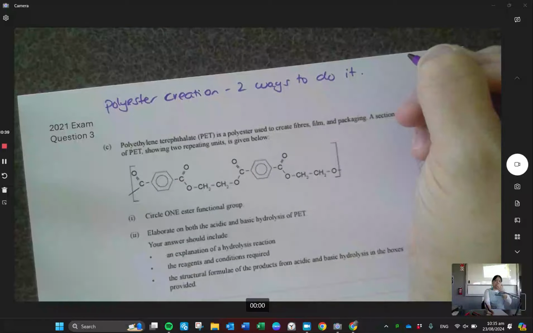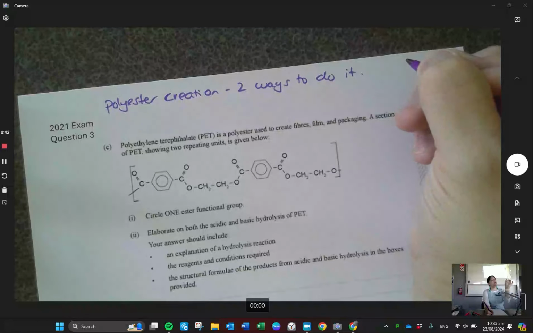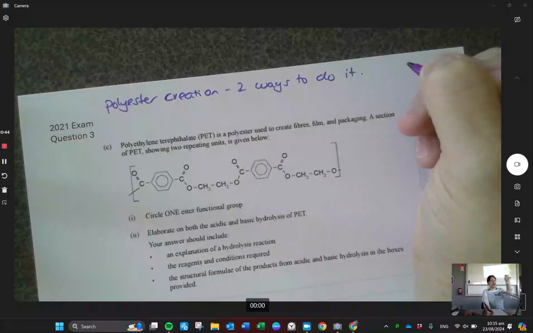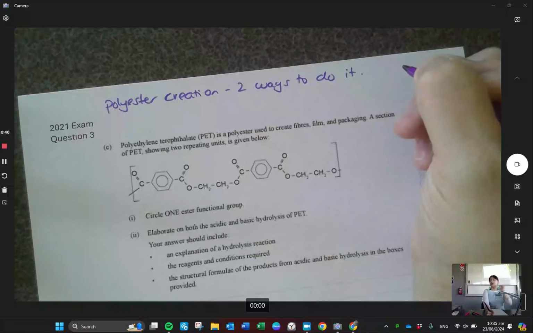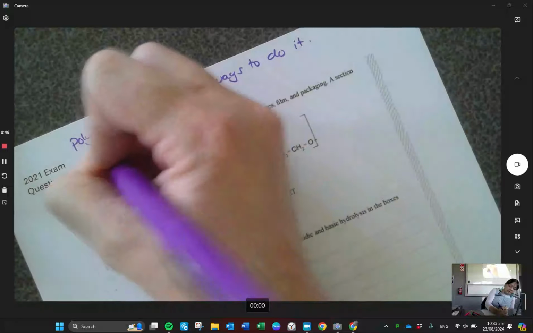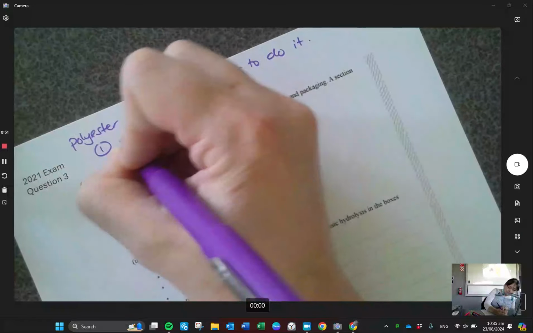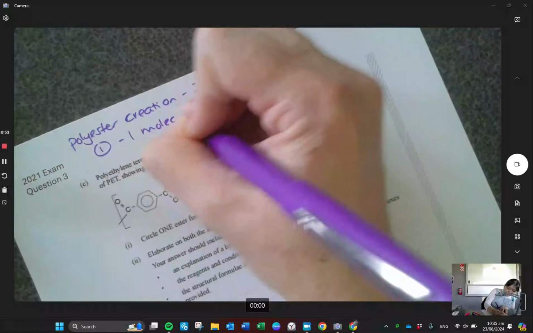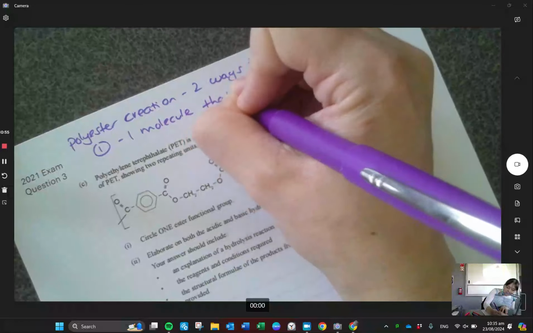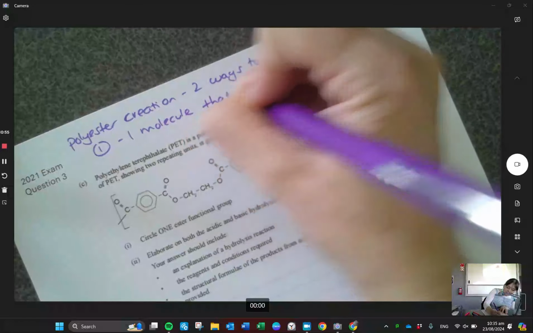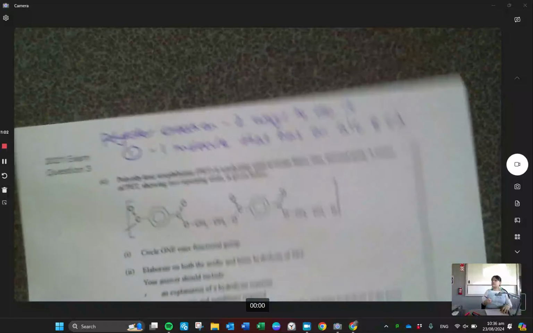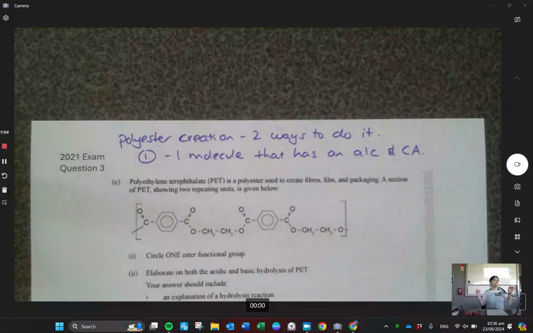So when I want to make a polyester, I have two choices. In order to make a polyester, so a repeating unit, a repeated structure that has esters as the link, I have two ways to do it. The first way I can do it is I can have one molecule that has an alcohol and a carboxylic acid. That's one way I can do it. The reason why I need both is so that way they connect together. The second way I can do it is I have two molecules.